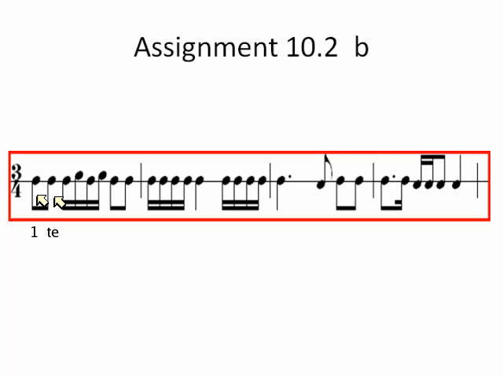A quarter note in 3-4 time divided into four equal sounds is four sixteenth notes. Correct. Four sixteenth notes. Okay, so in the Eastman system, I want to show you how this comes about here with the four sixteenths and how to count them. A quarter note divides into four equal sounds, which is four sixteenths.